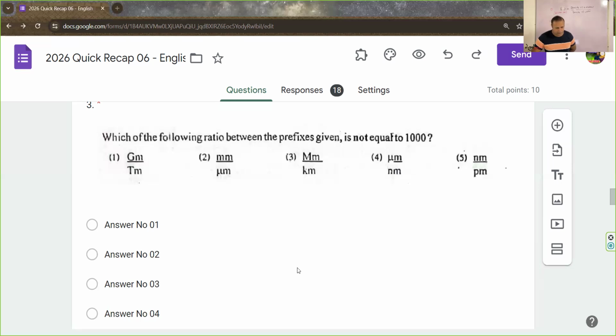Ten to the power 9, where do you put the 10 to the power 9? 10 to the power minus 9, no? Himasha, you're asking about the fifth answer? Nanometer is 10 to the power minus 9. Tera, yes, yes. Okay, 10 to the power higher.